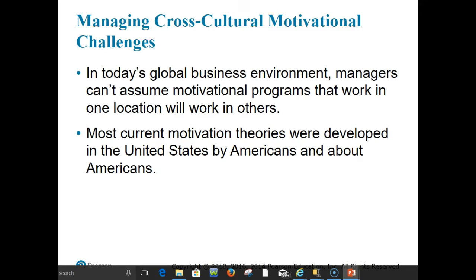In today's global business environment, managers can't automatically assume motivational programs that work in one geographic location are going to work in others. Most current motivation theories were developed in the United States by Americans and about Americans. So maybe the most blatant pro-American characteristic in these theories is the strong emphasis on individualism and achievement. For instance, both goal setting and expectancy theories emphasize goal achievement as well as rational and individual thought.